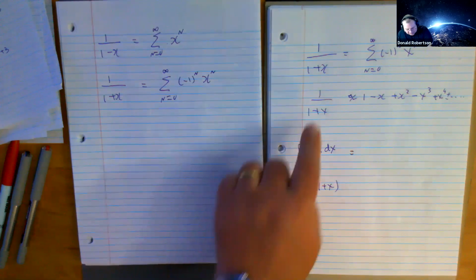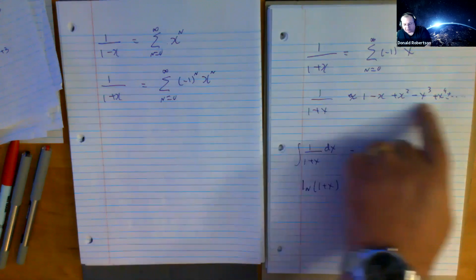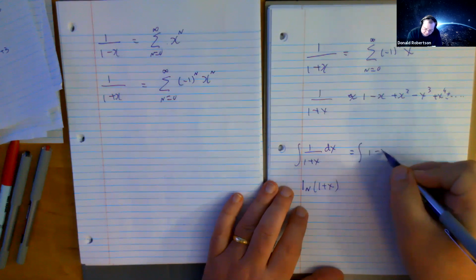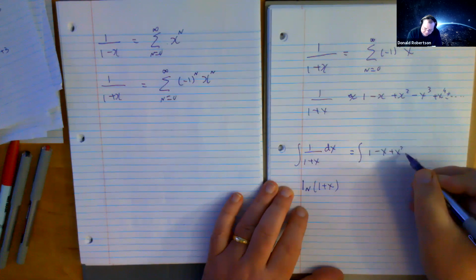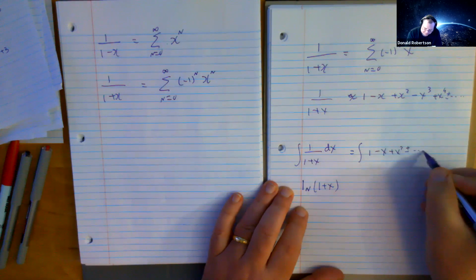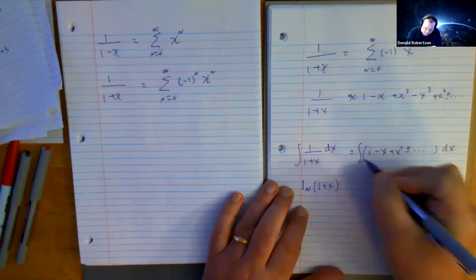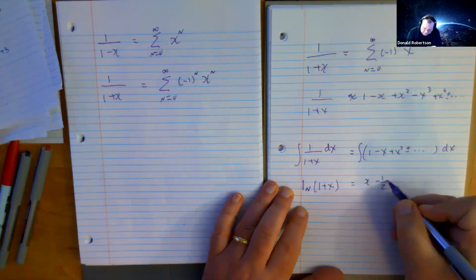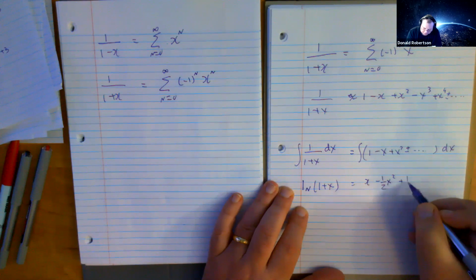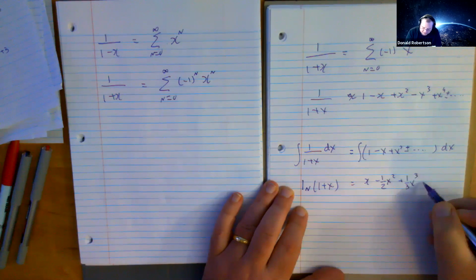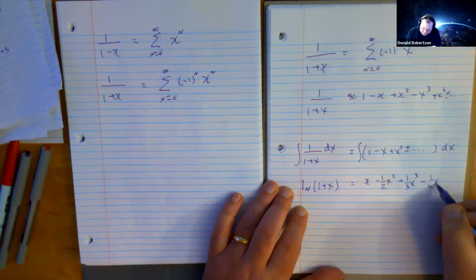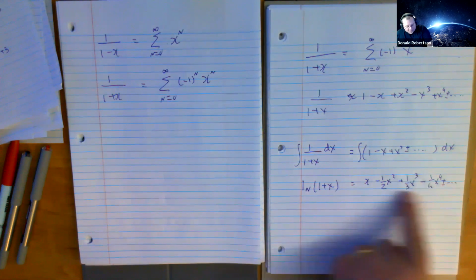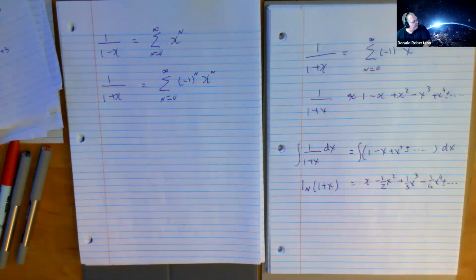Well, if you integrate this, then shouldn't you be able to integrate that? And the answer is yes, you're allowed to do that. Well, if I integrate this, I get x. I get negative a half x squared. I get plus 1/3 x cubed. I get negative 1/4 x to the 4. Oh, don't I now have a power series for the natural log of 1 plus x?